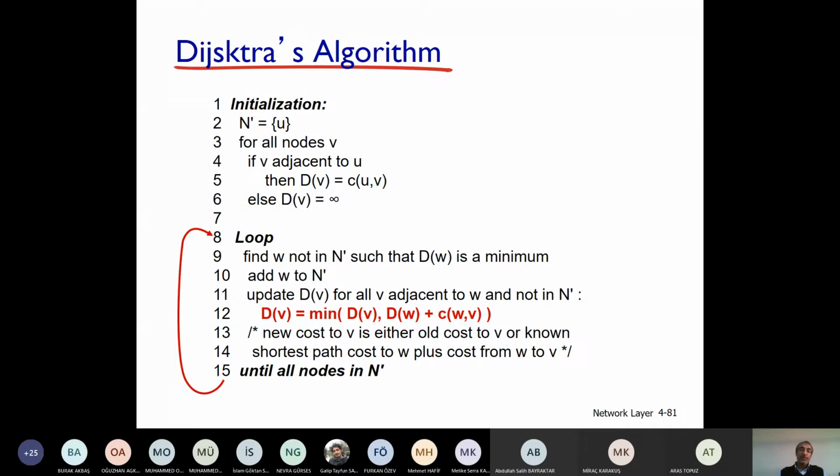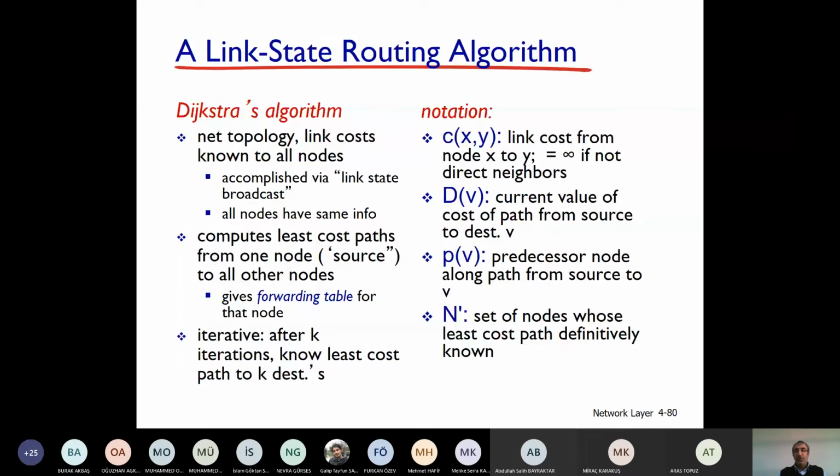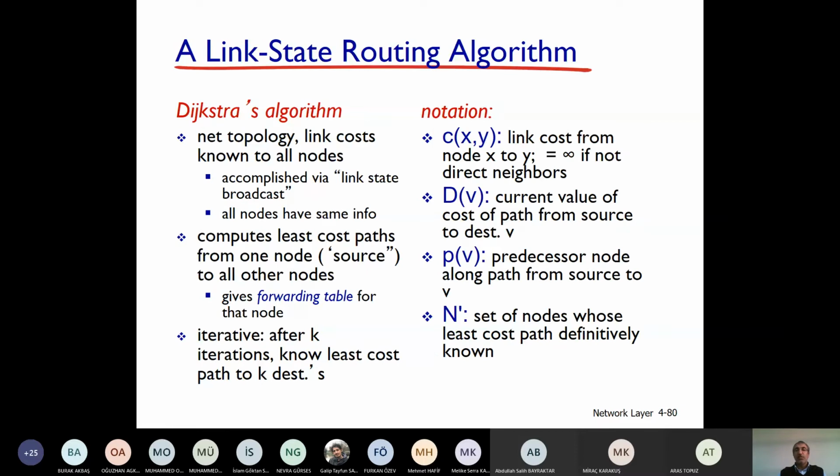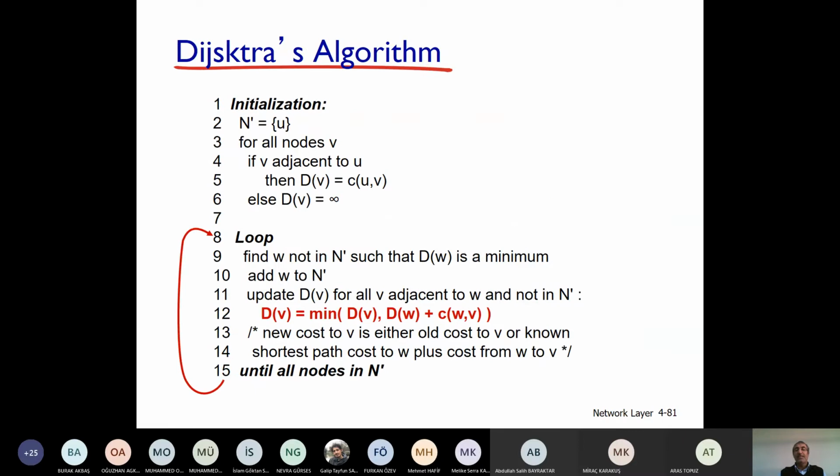Okay, let's look at the Dijkstra algorithm in detail. The first step is the initialization step, where N prime, remember, is the set of nodes whose least cost path is definitely known. So we start with u, and for all nodes v, if that node v is adjacent to u, which is the starting point, in our case the source, then d of v, the current value of the cost of the path from source to destination v, we assign the link cost between u and v. If it's not a direct neighbor, then we assign an infinite value to that d of v.